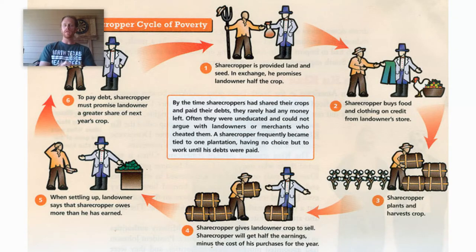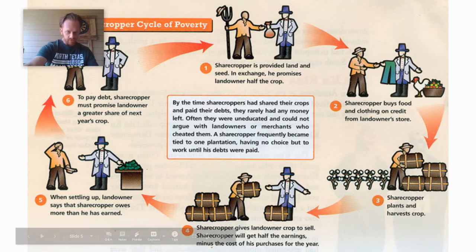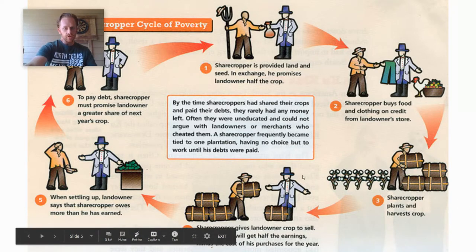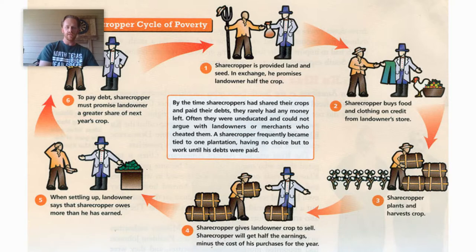Maybe you'll have a better crop next year, and maybe we can have some more profit next year, and then you can pay me back what you owe me. Okay? So the next step says to pay the debt, the sharecropper must promise the landowner a greater share of next year's crop.